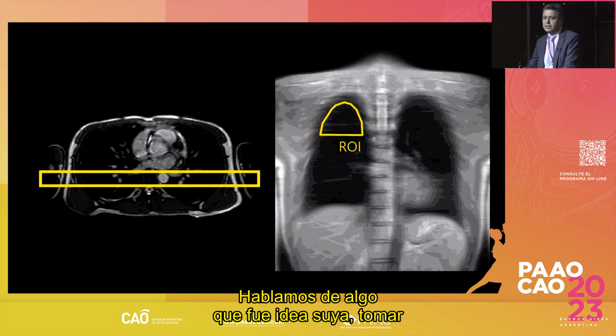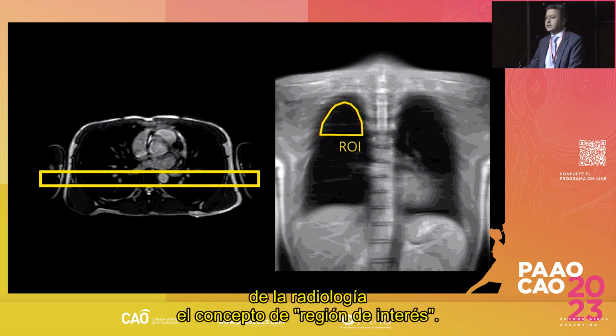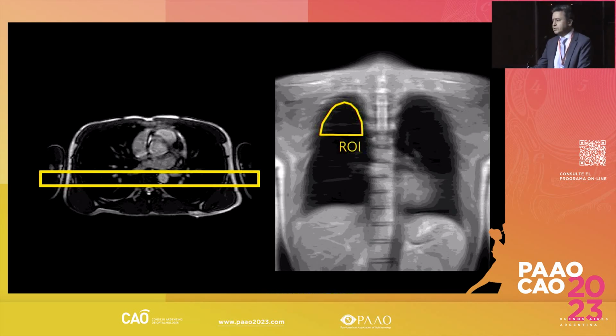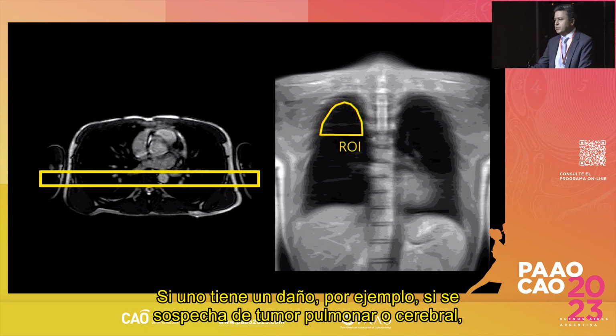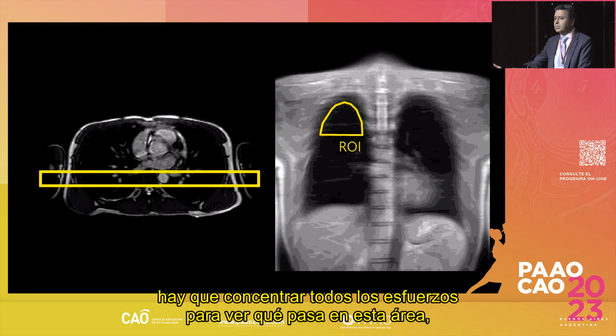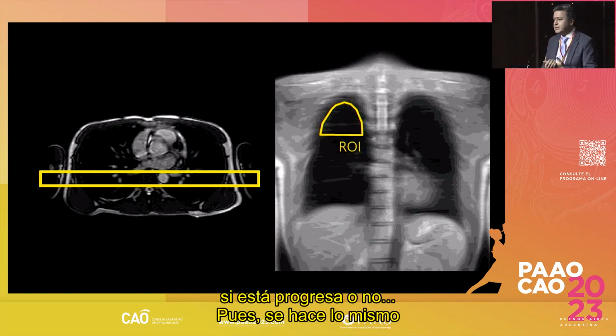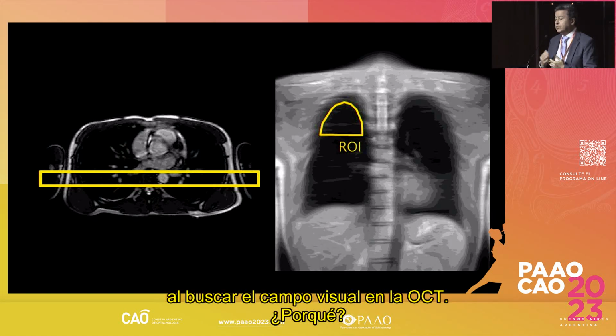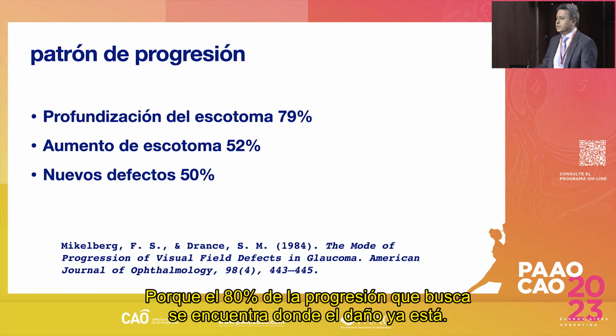We are talking about something that was his idea, taken from radiologists: the concept of region of interest. If you have a damage, for example, if you're suspecting a lung tumor or a brain tumor, you have to concentrate all the effort on what's happening in this area, whether it's progressing or not. And it's the same when you're looking at a visual field or an OCT. Why is that? Because 80% of the progression will occur where damage is already in place.